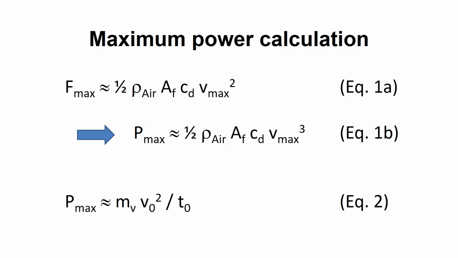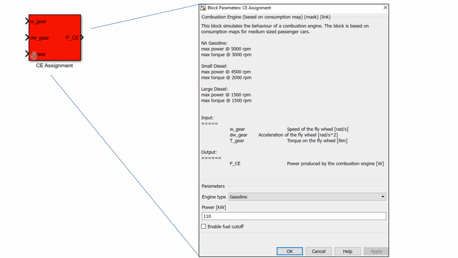The other criterion used to find the power demand of a vehicle is acceleration. An approximation of how much power is needed to accelerate to a certain speed, v0, in a given time, t0, is given by equation 2. The equations give two values for the needed engine power. Choose the largest value to meet both criteria, both to reach the requested top speed and to meet the acceleration performance requirement.